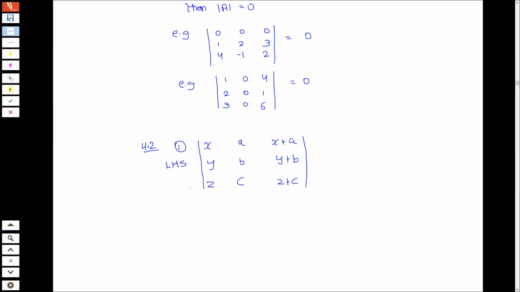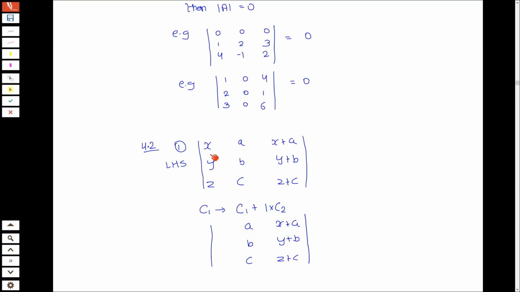This is my left hand side. Now what I will do, look here, x plus a, here you have this. So in column number 1, I can do like this, column number 1 plus 1 time of column number 2. Like matrix you can do. So column 1 will change, column 2 में कोई change नहीं होगा, it will remain as it is. Column 3 में भी कोई change नहीं होगा, as it is. X plus a, y plus b, z plus c.